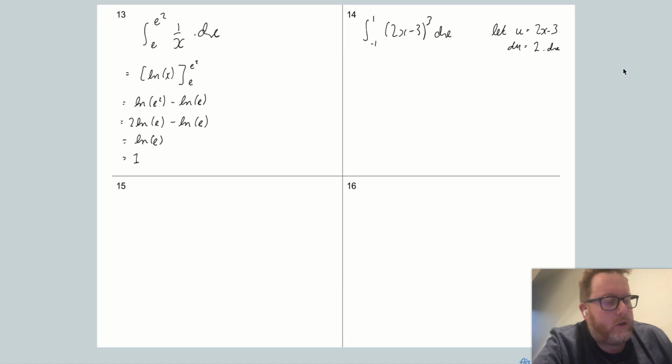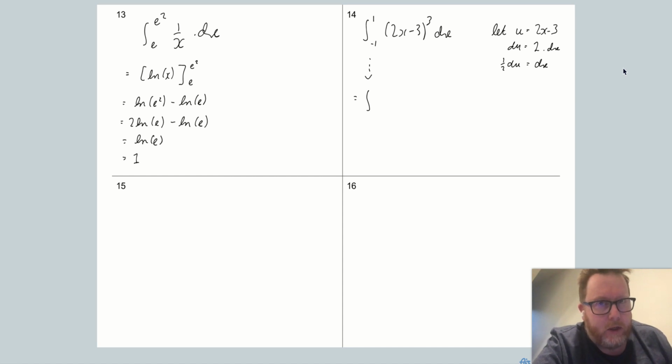And then because I'm interested in dx, not 2 dx, I'm going to multiply both sides by a half. So I get a half du is equal to dx. So that's fine. This is just like what we've been doing normally. And the effect that it has is as follows.